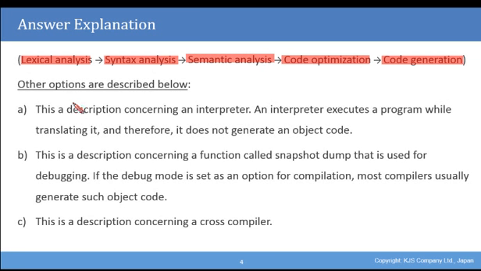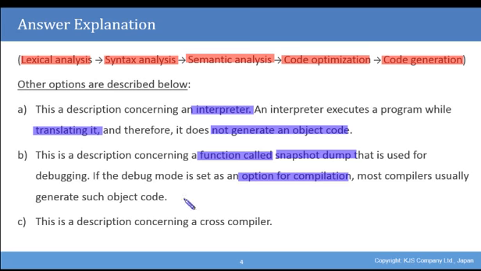Below, we can have a look at some of the different options that we had in our question. A is a description concerning an interpreter. An interpreter executes a program while translating it, and therefore does not generate an object code. B is a description concerning a function called snapshot dump that is used for debugging. If the debug mode is set as an option for compilation, most compilers usually generate such object code.